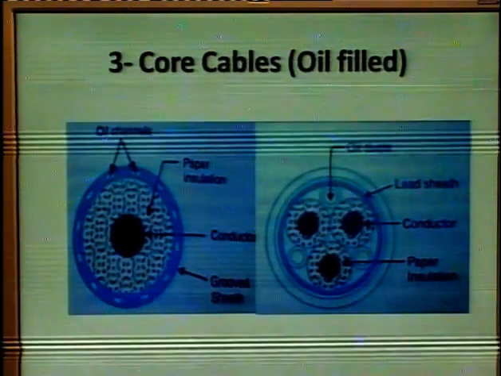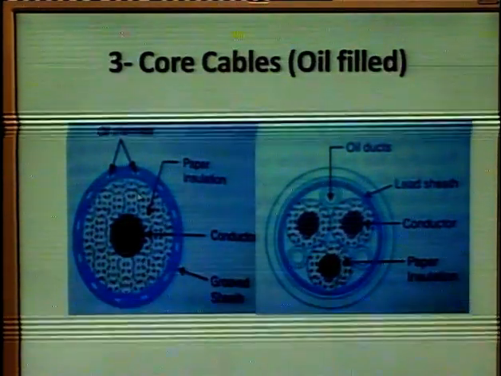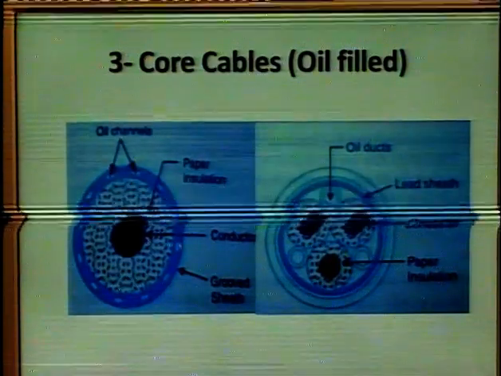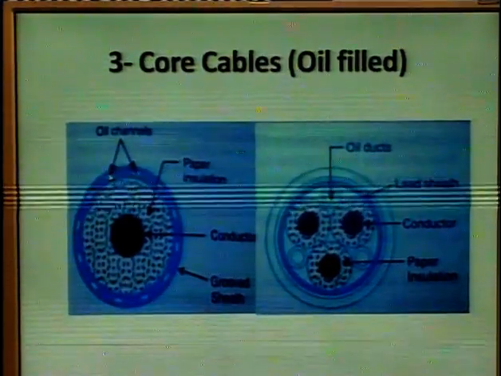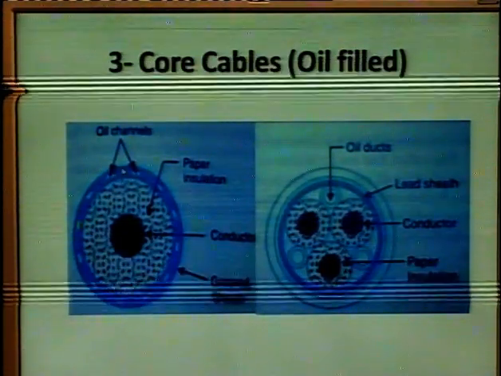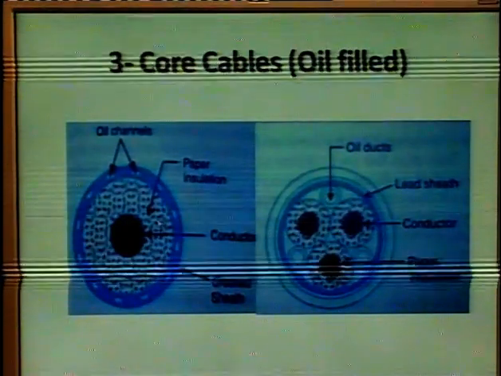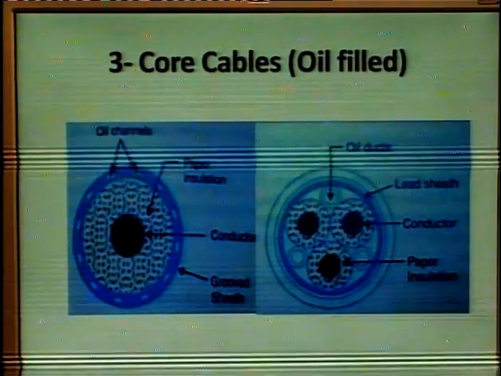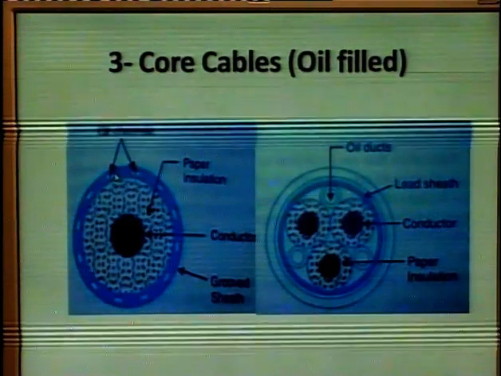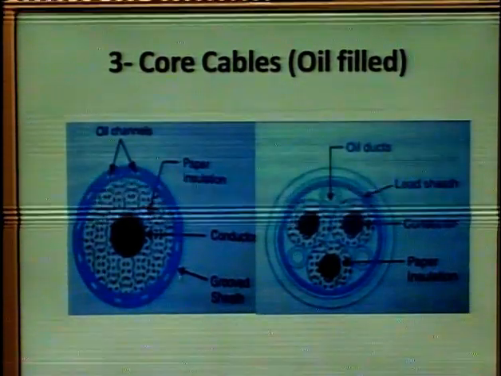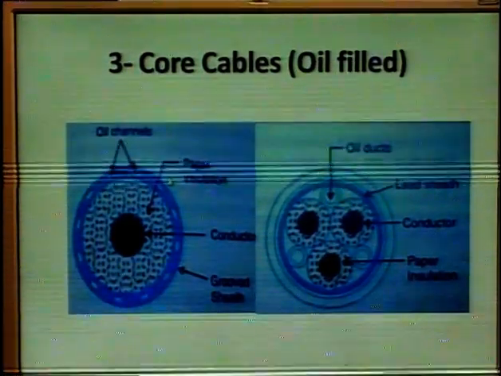So this is the oil filled cables assembly. This is the outer part or the sheath, which is grooved at various intervals, and oil is allowed to flow in these oil channels. This is the paper insulation, this is the conductor, and in the outer sheath we have the oil channels in which the oil is flowing and working as an insulator as well as a dielectric material.